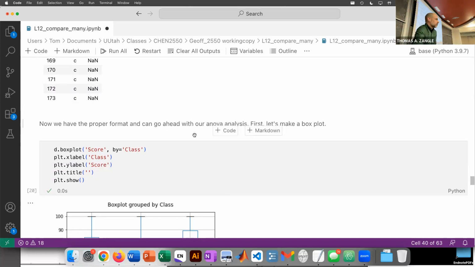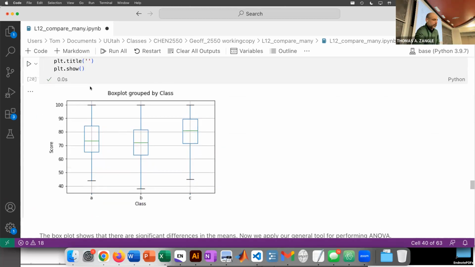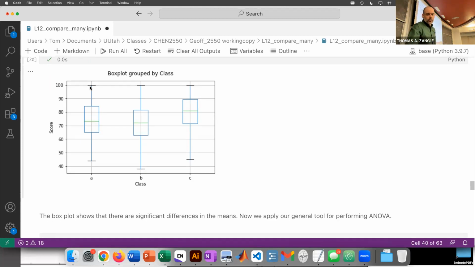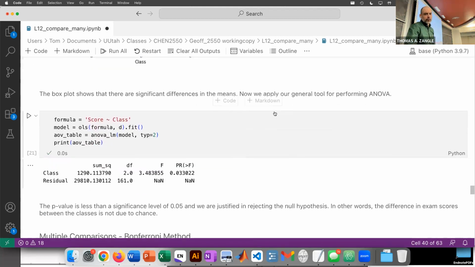Again, we're going to start by plotting it, see what it looks like. It's always a good idea. And this is what it looks like. All right. So again, we might expect that it looks like class C did better than class A or B. But we need to do better than just, it kind of looks like, if you squint at it, we can maybe see a difference, right? We want to put a number on that. We want to put a significance on that and do a test, a real test. So we're going to apply our general tool, the same tool that we applied earlier for doing ANOVA, or analysis of variance.